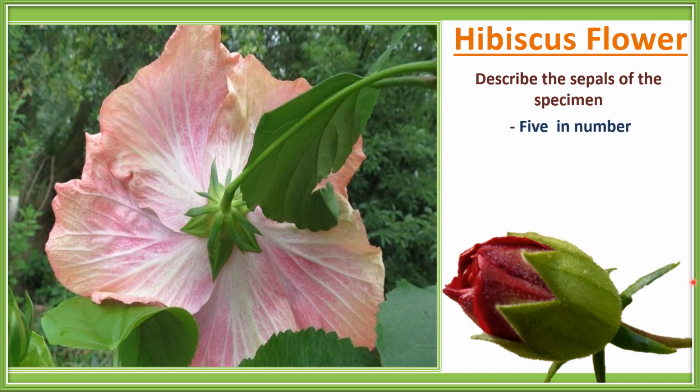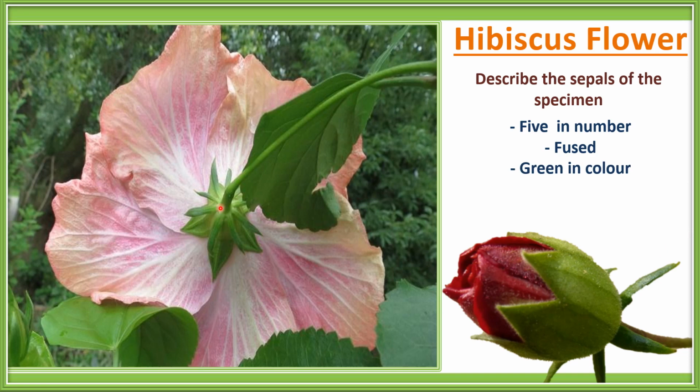So they are 5 in number. You can see 1, 2, 3, 4, meaning the fifth is the other side. When you come here, you can count them 1, 2, 3, 4, and 5. The other one going that side. They are 5 in number. They are fused. We can see this sepal and these ones are fused together. They join at the base, and they are green in color.